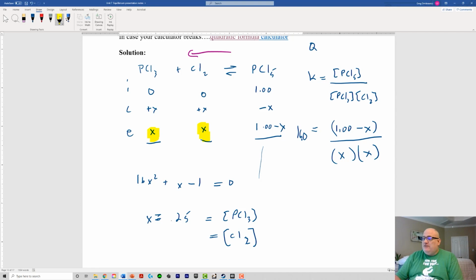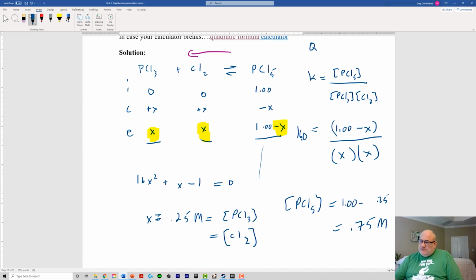These are our equilibrium values. The only one that's going to be slightly different is this one right here. See how we have the x being subtracted from the 1.00? If we did that, 1.00 minus 0.25, wouldn't that give us a value for our PCl5 of 0.75? These are all concentrations in molarity, and these would be our three equilibrium concentrations.